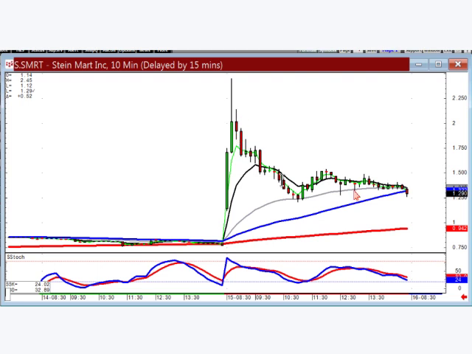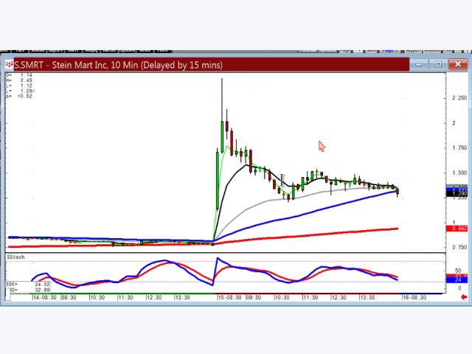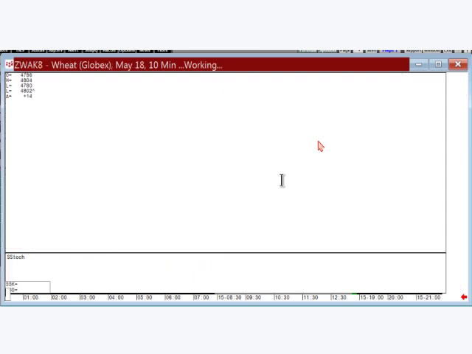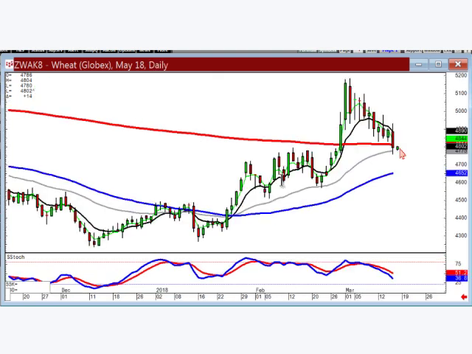Oh, is that the ones on the wheat research? Whoops. Because we've been short wheat, because it's still trading down below the T-line. Too late to buy. Oh, which one was that? On Smart.